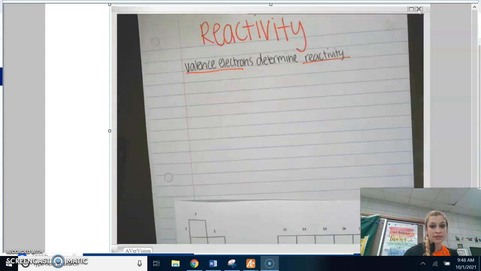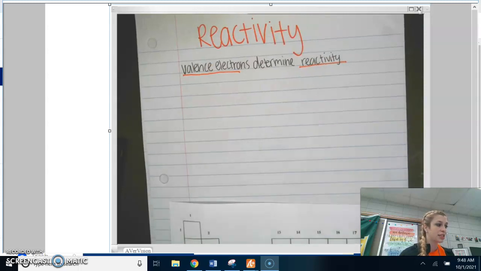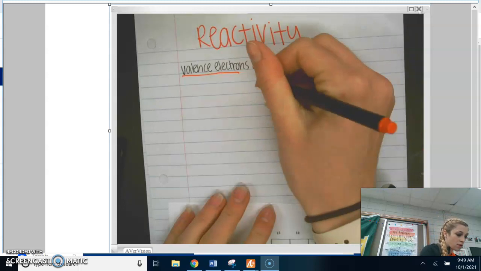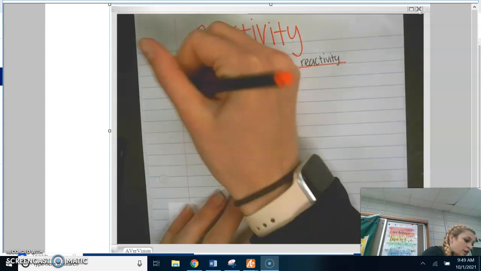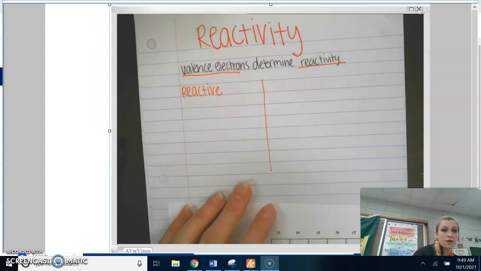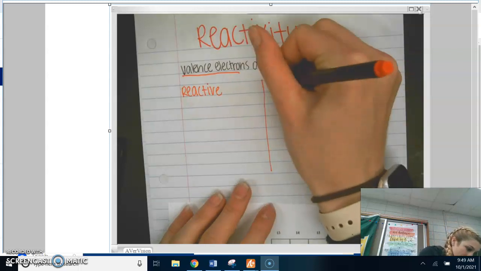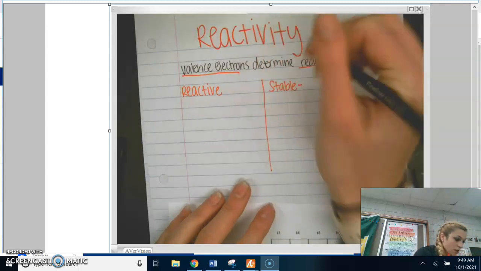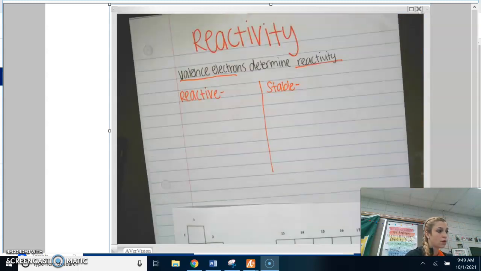When we're talking about reactivity, there's really two things that can happen. An element can either be reactive or it can be stable. Let's start with reactive. When we say an element is reactive, that means that it is trying to get to a certain goal of valence electrons. The goal is that all elements have 8 valence electrons.